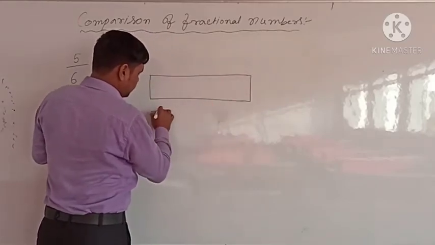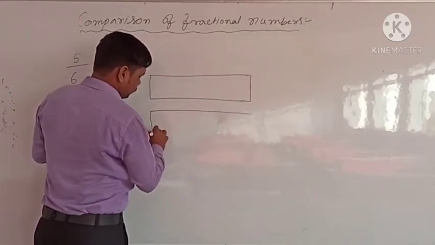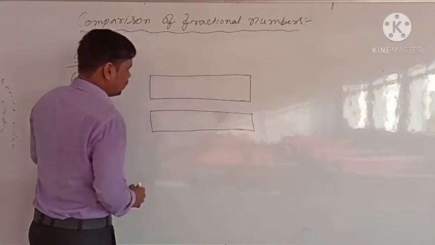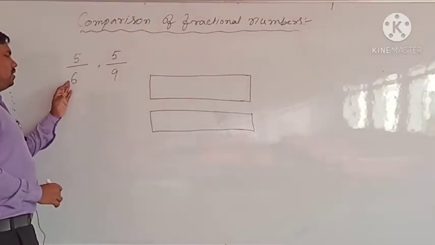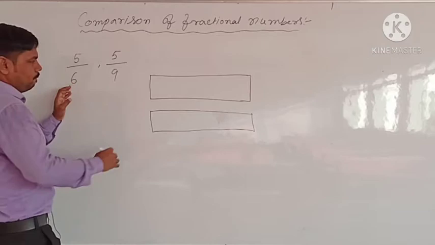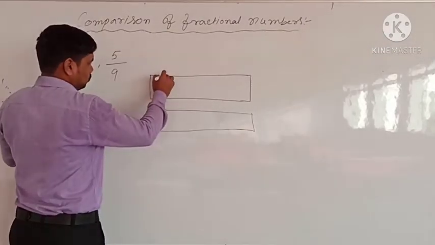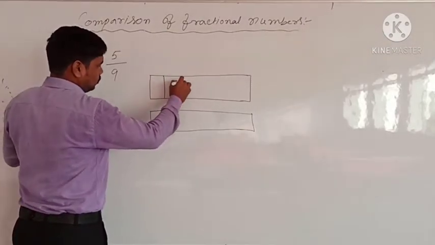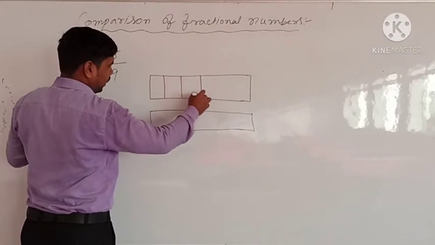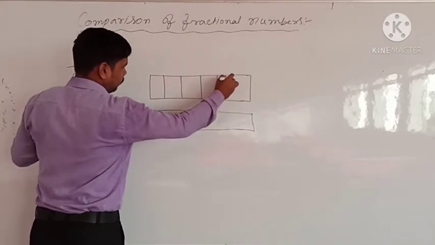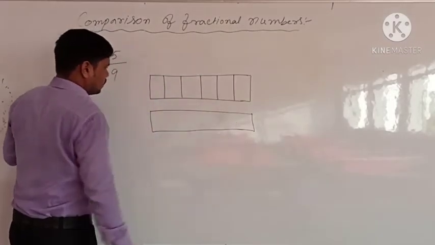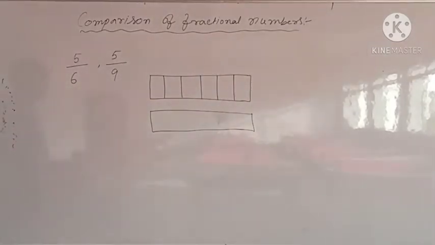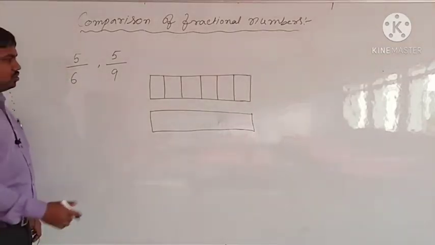One is this. Another is this. So now first I will divide the first picture into 6 parts. 1, 2, 3, 4, 5, 6. So this I have divided into 6 parts. Now I will color the 5 parts.